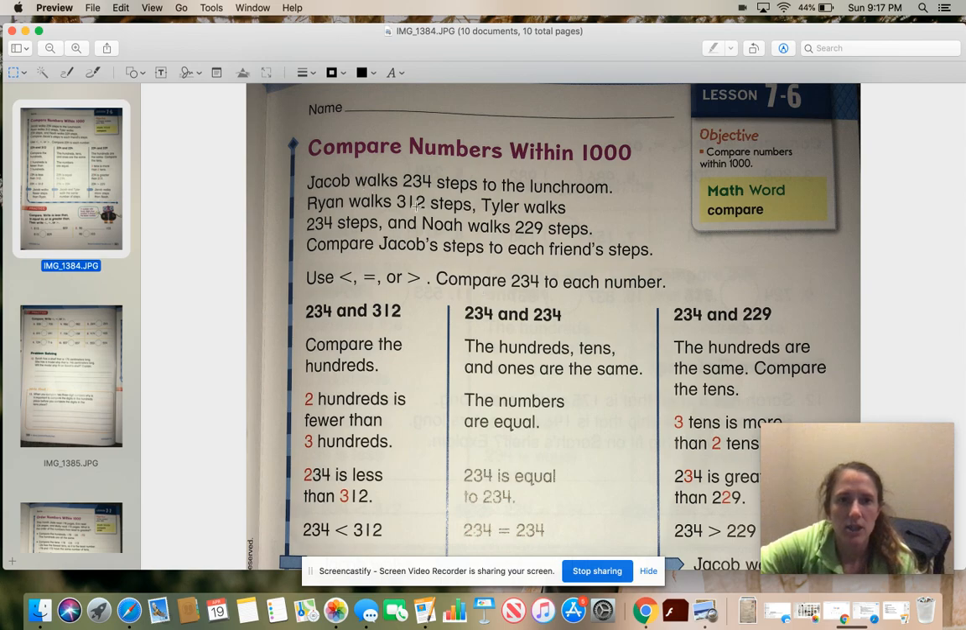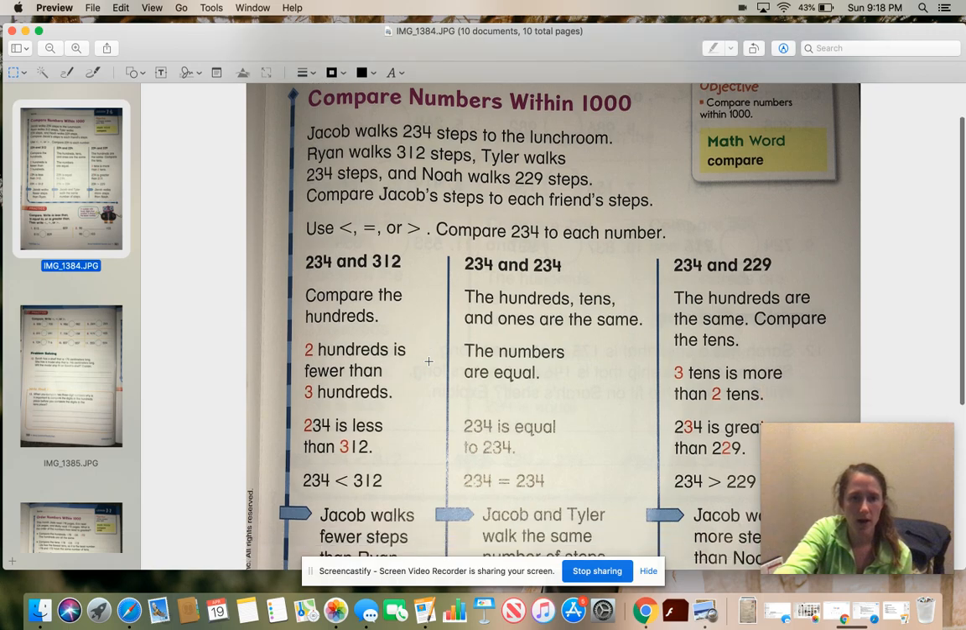It says Jacob walked 234 steps to the lunchroom, Ryan walked 312 steps, Tyler walks 234 steps, and Noah walks 229 steps. Compare Jacob's steps to each friend's steps. So we have Jacob, Ryan, Noah, and Tyler. So we have a lot of friends. We're going to compare Jacob to Ryan, Jacob to Tyler, and Jacob to Noah.